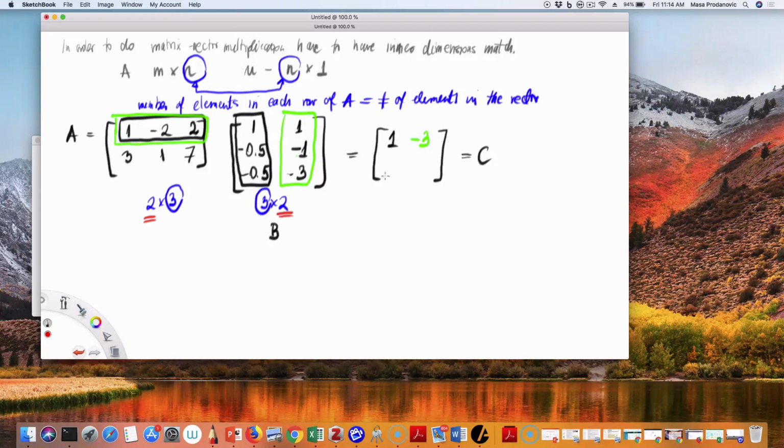So the element that I'm going to put here is in the second row and the first column. That is going to be the second row of A and first column of B. Okay, so I do the product: 3 times 1 minus 0.5 minus 7 times 0.5. Okay, I'm going to trust you on that one.